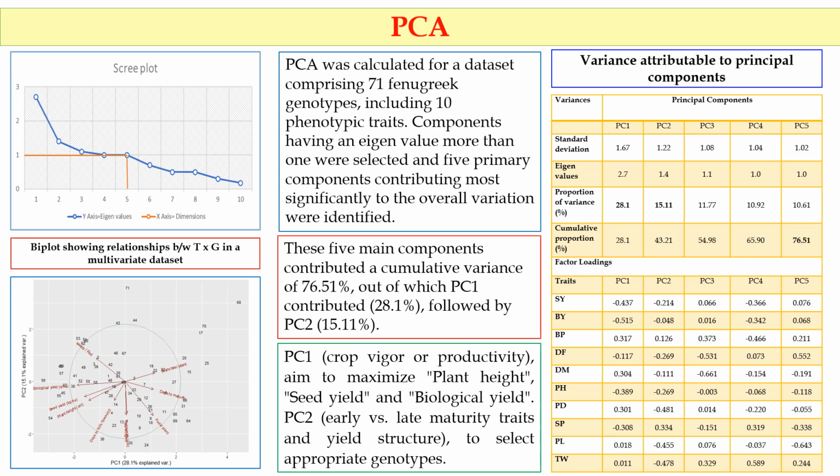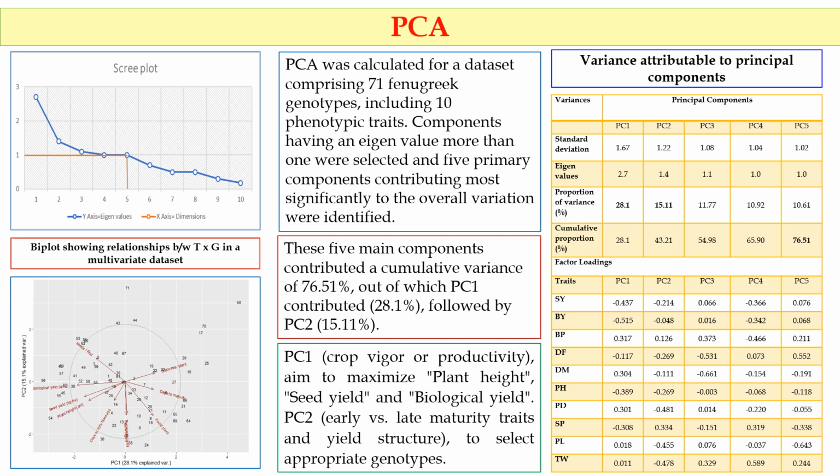These five main components contributed a cumulative variance of 76.51%, out of which principal component 1 explained 28.1% variation, followed by principal component 2 that explained 15.11% of the variation, which is clearly demonstrated in the table.